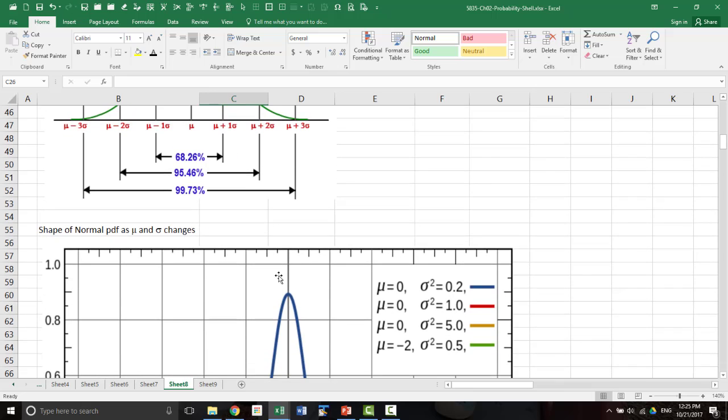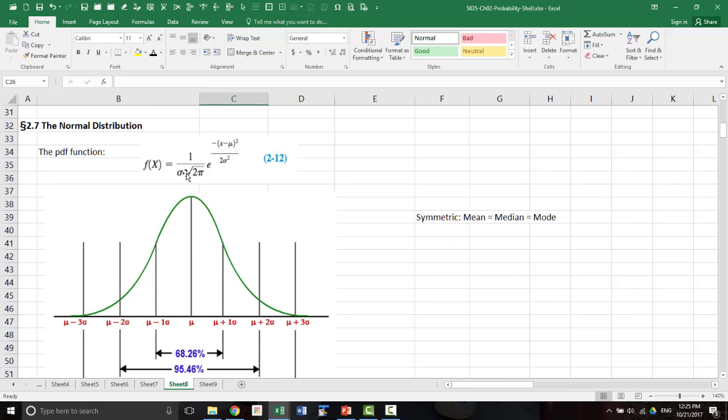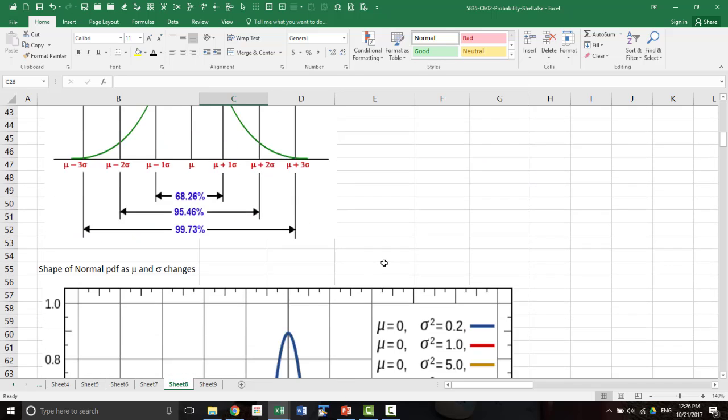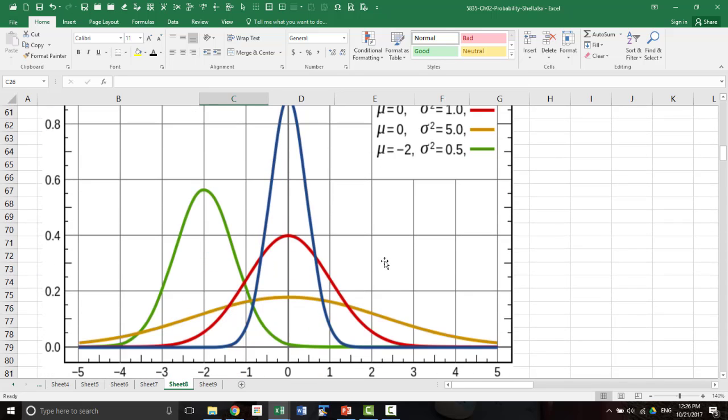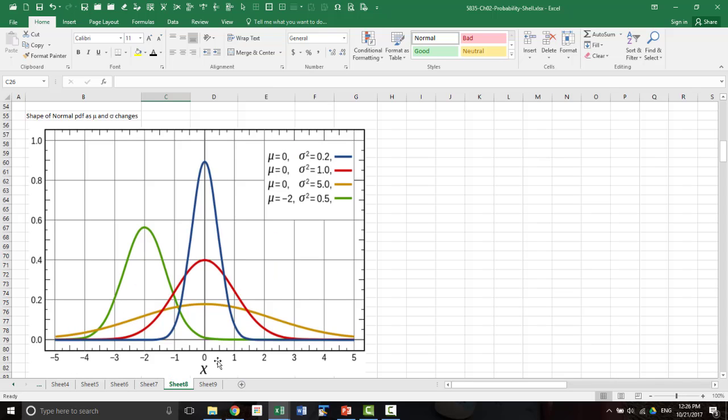Now, when the mean and standard deviation, mu and sigma, change, what kind of different probability density function graph are you likely to see? Here are some examples. Here is a mean of 0. If the mean is minus 2, that's the green curve, which shifts to the left. If the mean is greater than 0, the curve will shift to the right.